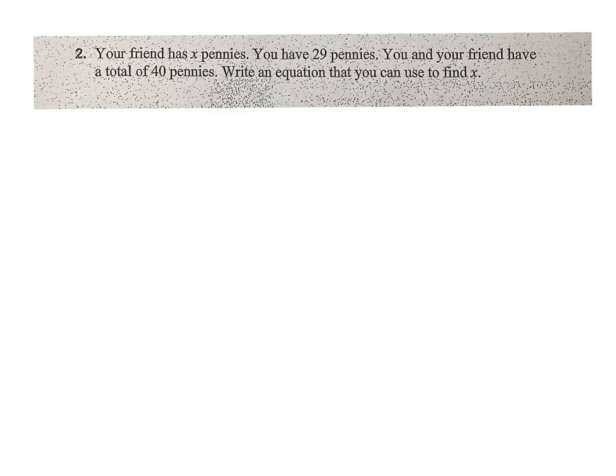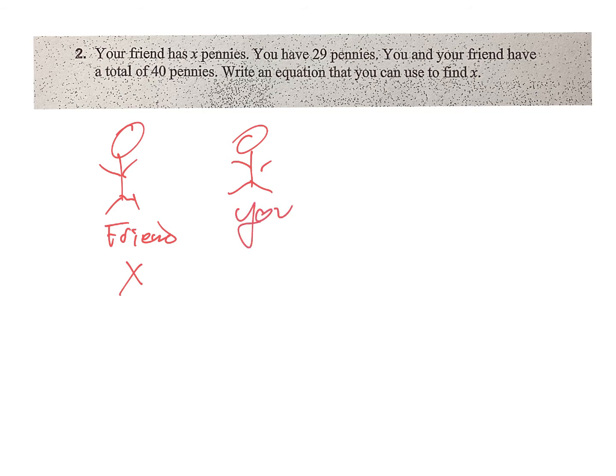Number 2, your friend has x pennies. Okay, so I'm going to do a little thing here. This is friend. Your friend has x pennies. This is you. You have 29 pennies. You and your friend have a total of 40 pennies. So if I put my friend and mine together, I'm going to get a total of 40.